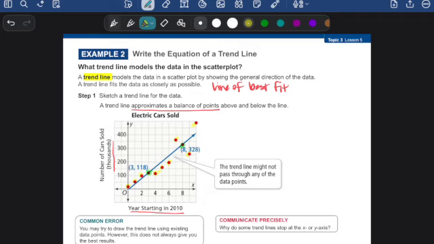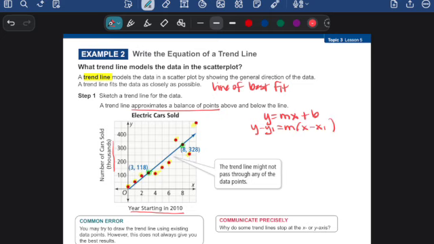So after we have that, using that trend line, we can write the equation for that line. We know how to write an equation for a line. We can use our slope-intercept form, y equals mx plus b, or we can also use point-slope form. We just have to identify the slope. So we have to first figure out the slope of that trend line. We're going to do that by using these 2 points. So we're going to find the change in y.